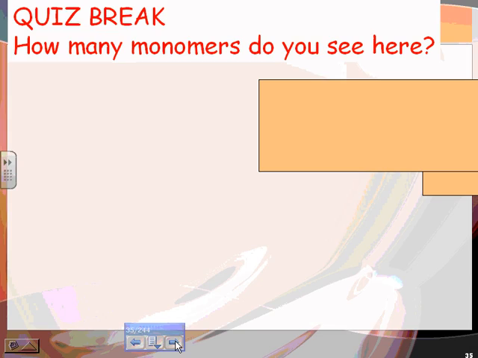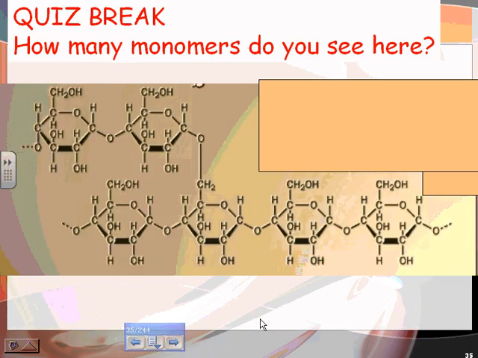Okay, quiz break. How many monomers do you see here? You can count them up. I'm going to tell you: one, two, three, four, five, six.